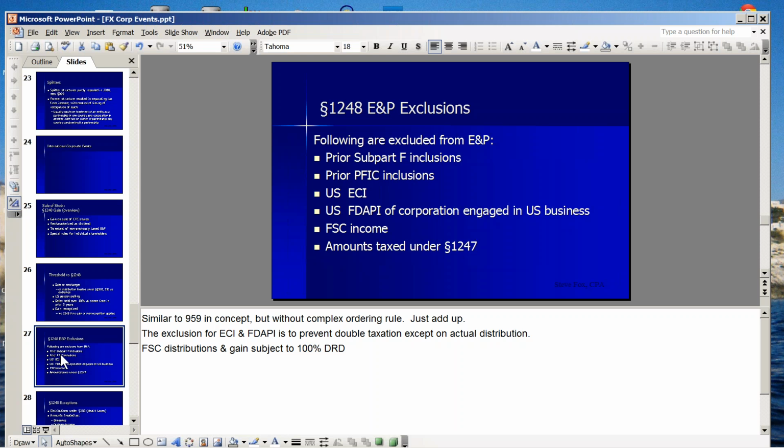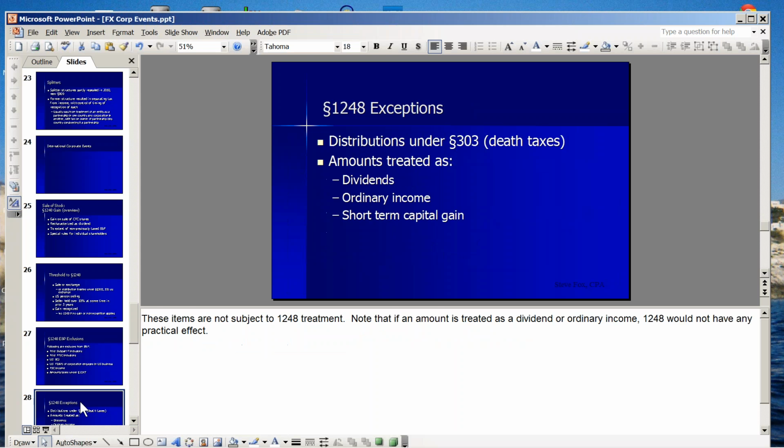Now, the concept of prior subpart F inclusions is a 1962 concept before they changed section 959, tweaking it around a little bit. So it's a much simpler concept, and that may be good or it may be bad. There's some other exceptions that we're not going to talk about here.